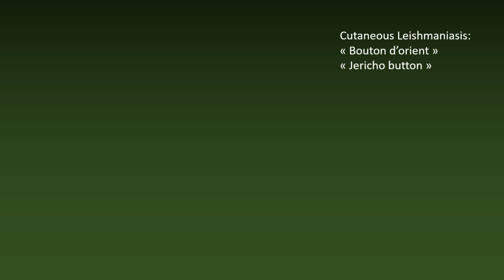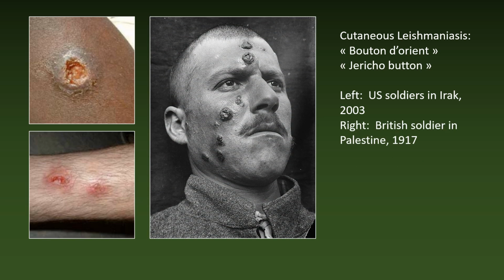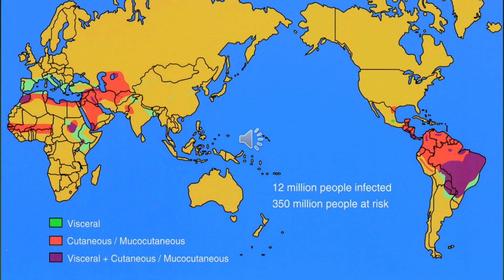Cutaneous Leishmaniasis. This is called in French the bouton d'Orient and in English the Jericho button. On the left, 2 images of US soldiers in Iraq in 2003, and to the right, a British soldier in Palestine, 1917. Global distribution of the different types of Leishmaniasis: visceral in green, cutaneous in red, visceral plus cutaneous purple. It should be noted that all forms can coexist in the same locations.